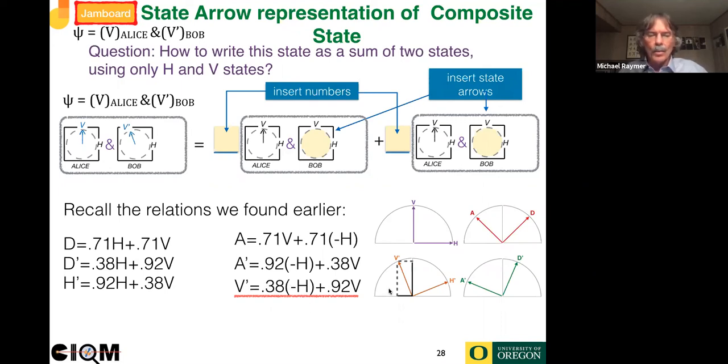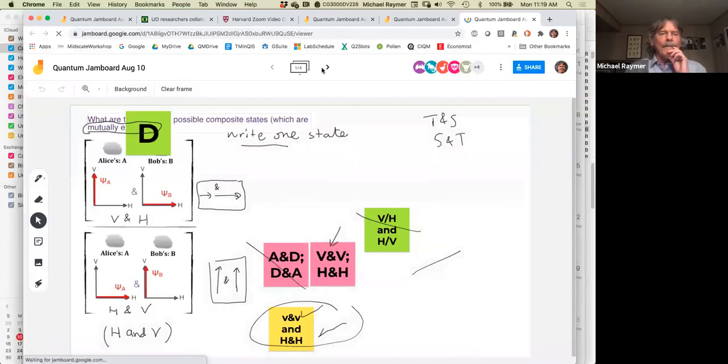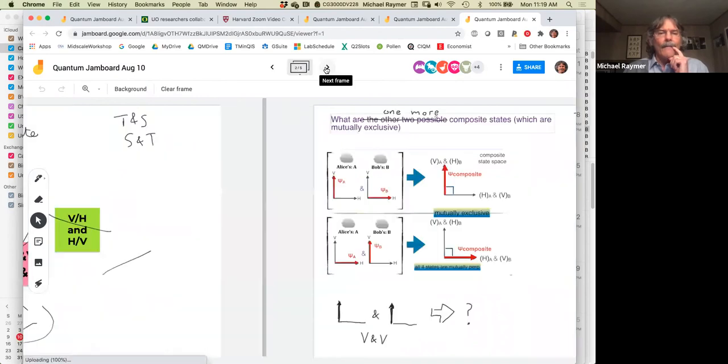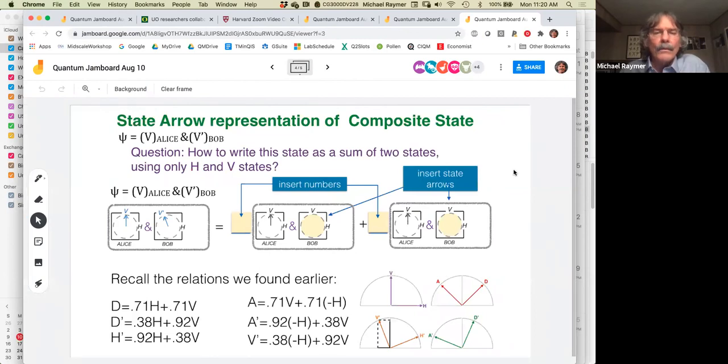Okay, so given that that is the way the state is represented, here's the V prime state. It's represented like this. And now let's go to the Jamboard. I will go to the chat window, click on the Jamboard link. And I'm there. Page 4 of the Jamboard is this question. And there's yellow boxes and yellow circles, which you're supposed to fill in.